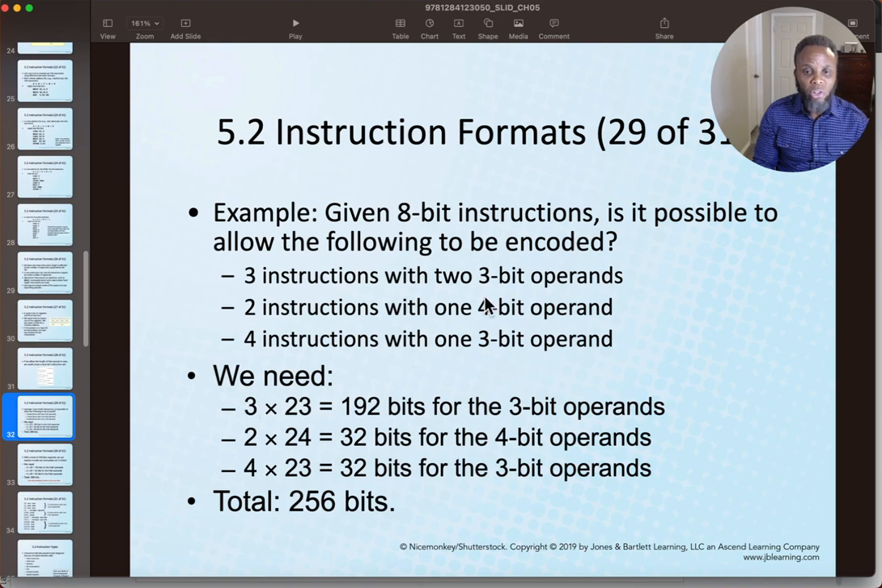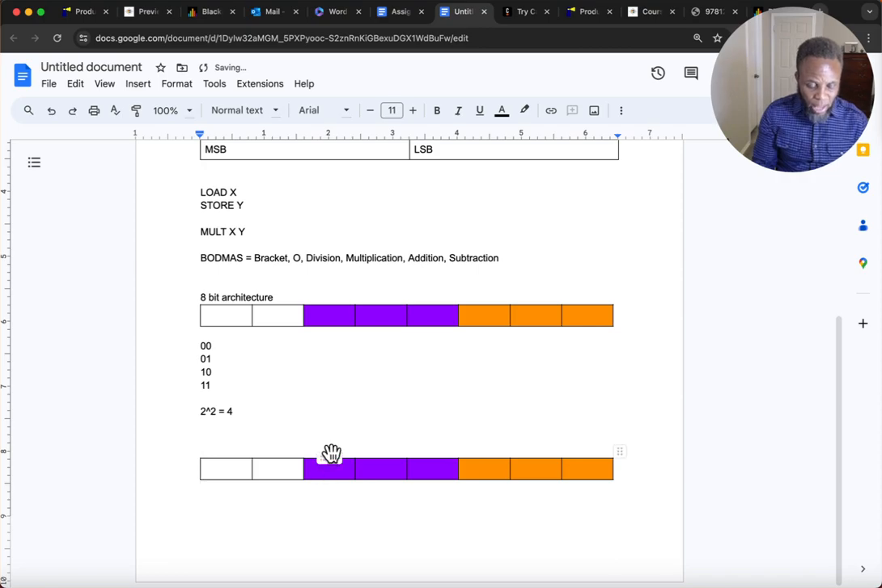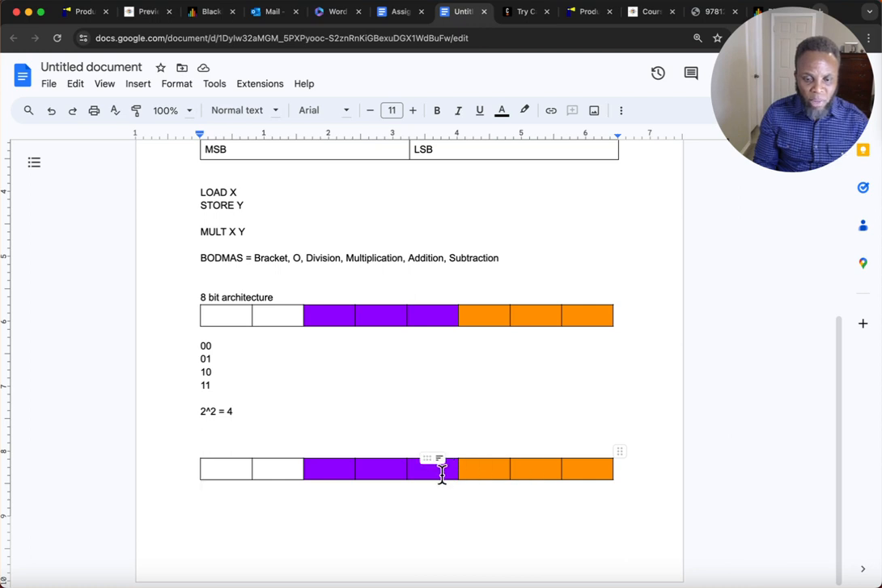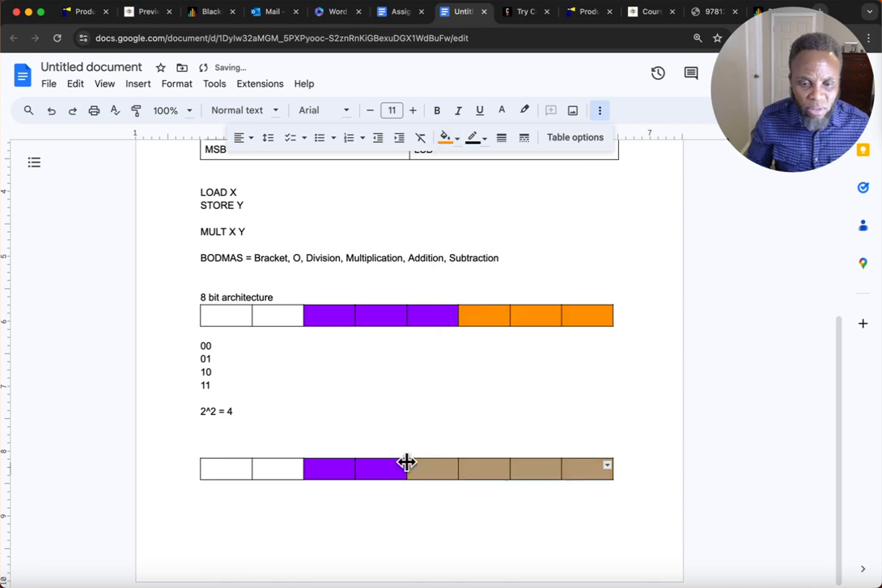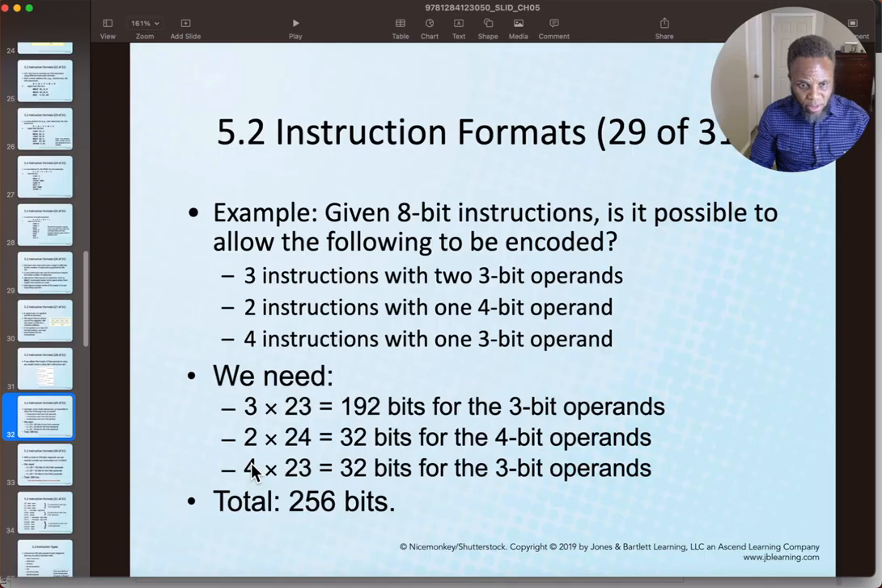So what about 2 instructions with 1 4-bit operand? Let's do the same thing. I'm going to copy this table and put it down here. A 4-bit operand means that all of these will be our operand. So I'm going to change all of this, and I'm going to take out this part and remove this. And then what's the next one?